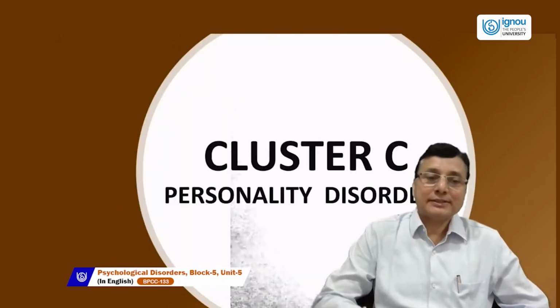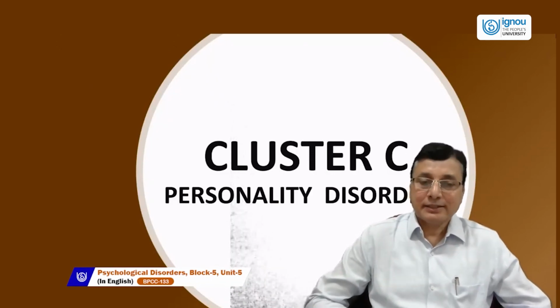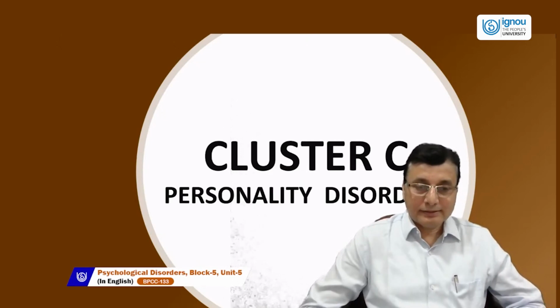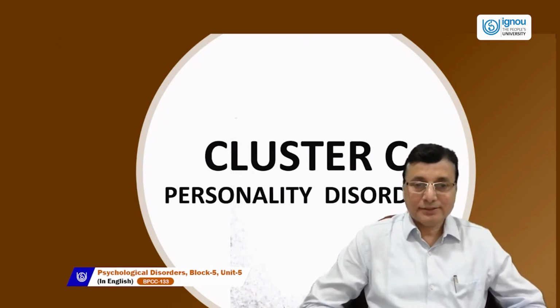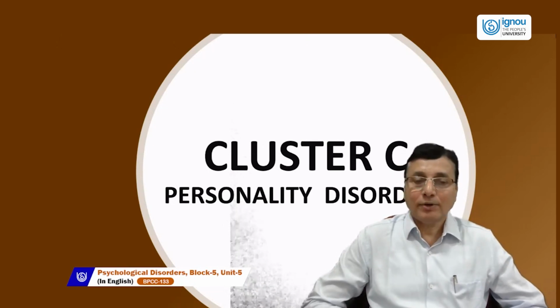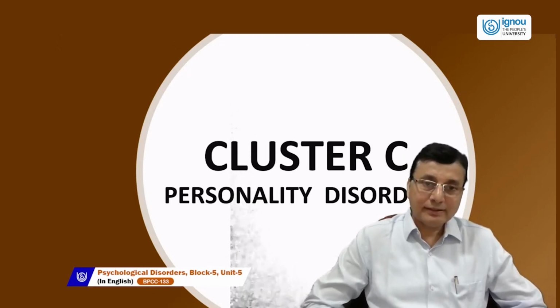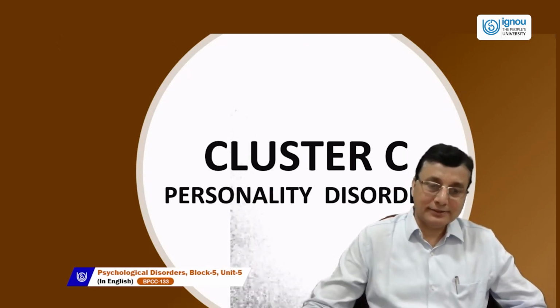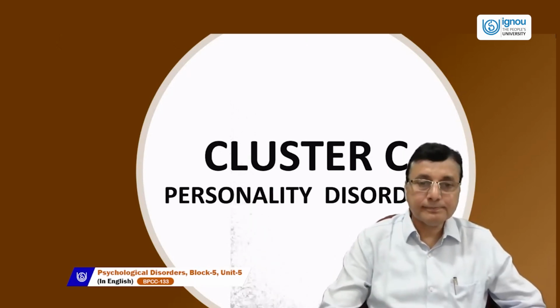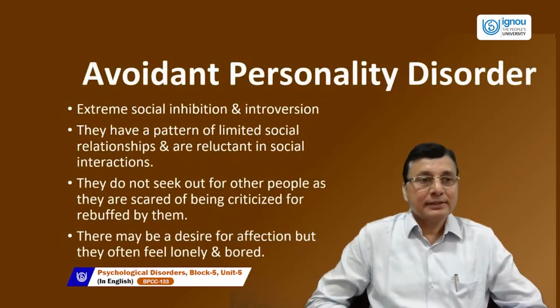Okay, so in cluster B, we have seen histrionic personality disorder, antisocial personality disorder, narcissistic personality disorder, and borderline personality disorder. Now we see cluster C personality disorders. First, avoidant personality disorder.